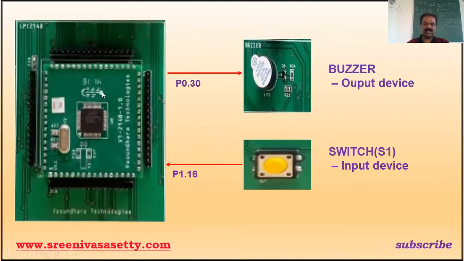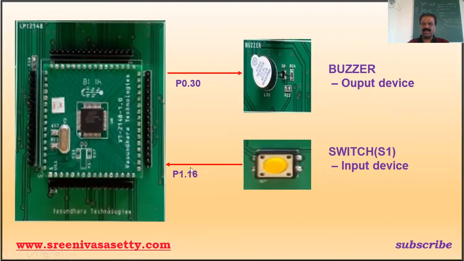This is our LPC2148 microcontroller. It's a 32-bit microcontroller. There will be an input device called switch S1, which is an example of an input device. The buzzer is an example of an output device. The switch is connected at port 1, P1.16, and the buzzer is connected at port 0, P0.30. We are using just one pin from P0 and one pin from P1.